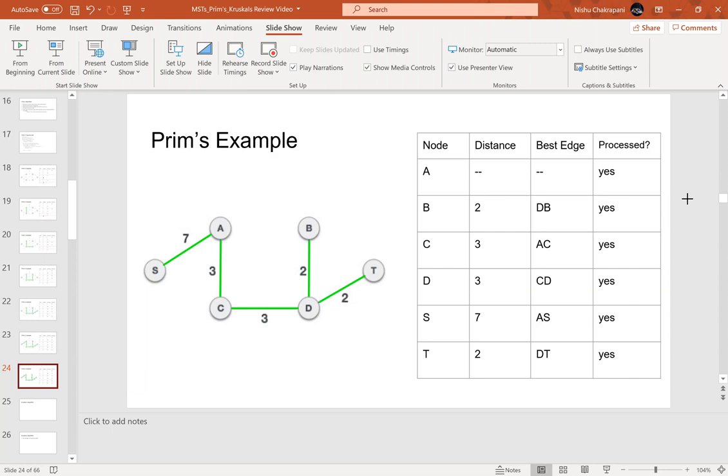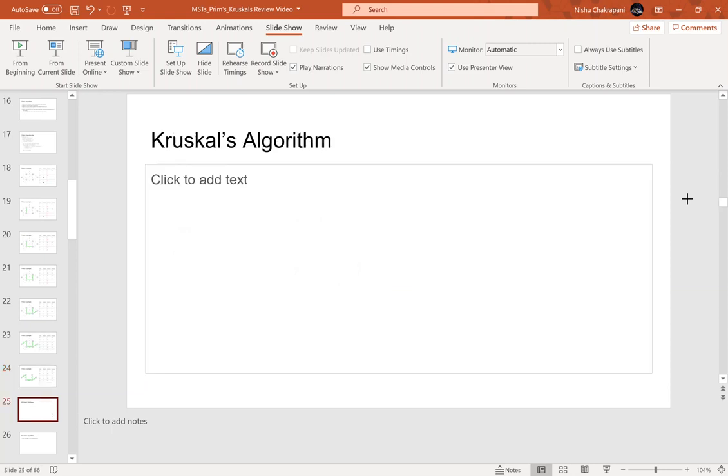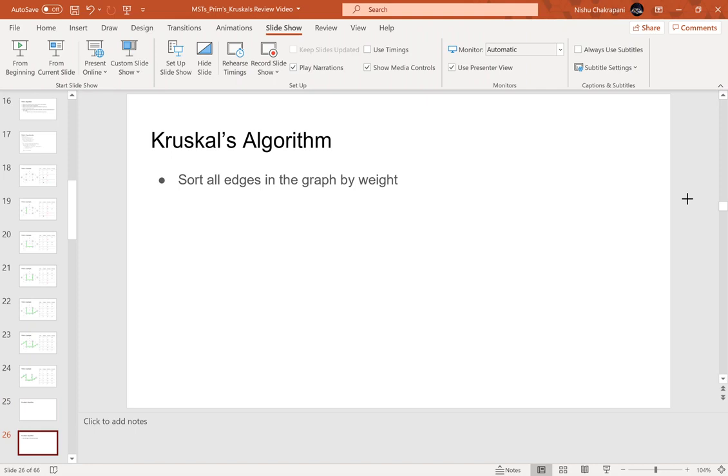So the next algorithm we're going to be looking at is Kruskal's algorithm. And rather than looking at vertices and looking at how to get from one vertex to another, or starting with a certain source vertex, Kruskal's works more in terms of edges. So the first step we do is to sort all edges by weight. And we want to sort it ascending so we can pull the minimum one at each point.